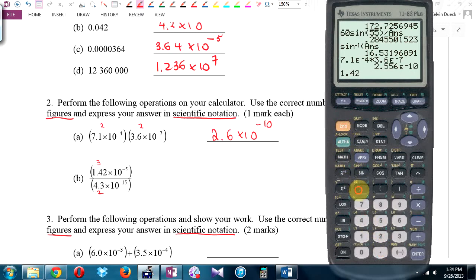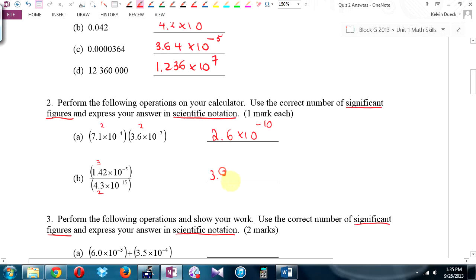1.42, scientific notation button, negative 5, divided by 4.3, scientific notation button, negative 15. You should get 3.3 times 10 to the 9th. 3.3 times 10 to the 9th, is that right? Yep.